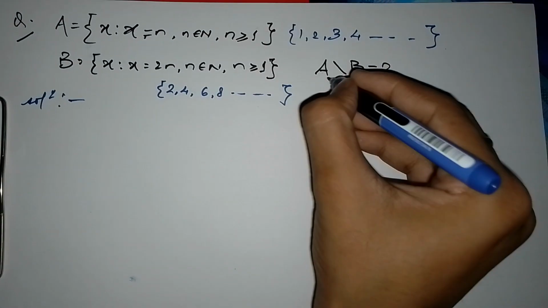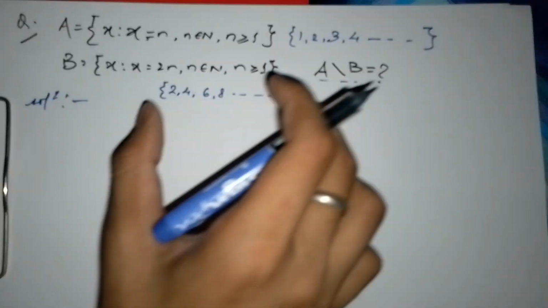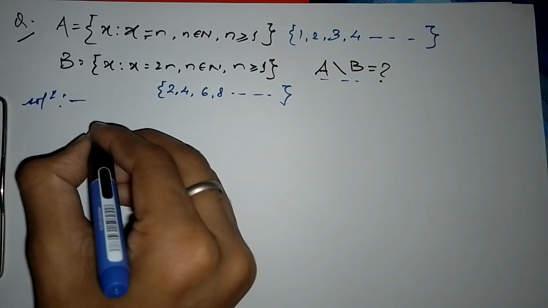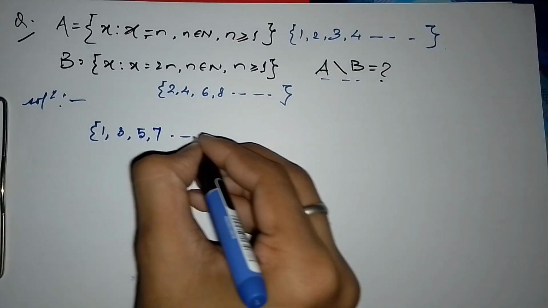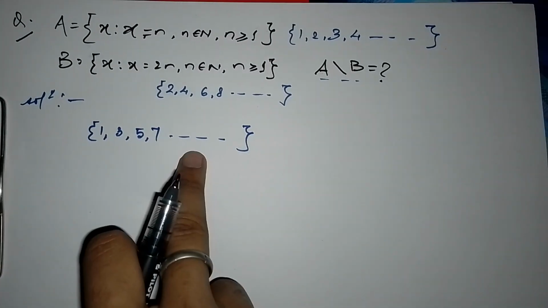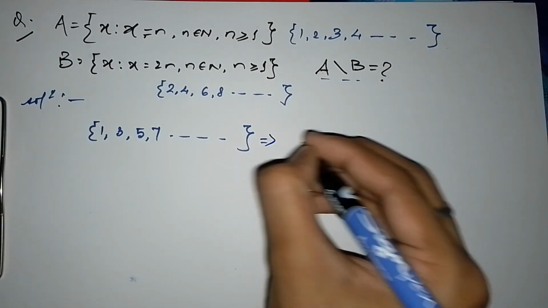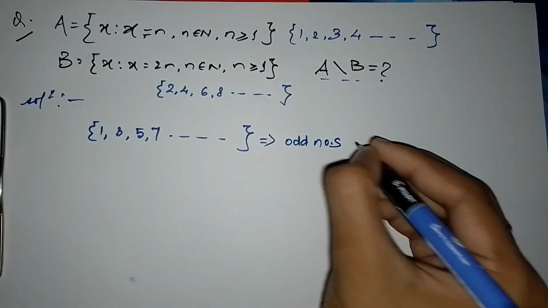Again, what would be the complement of set B with respect to A? All the elements in A, but we have to remove the elements that are in B. So let's write it. There would be 1, 3, 5, 7, and so on. Now, if someone asks you to write this in set builder form, what would you do? Firstly, let's see what these numbers are. These are odd numbers, or we can say this is a set of odd numbers.